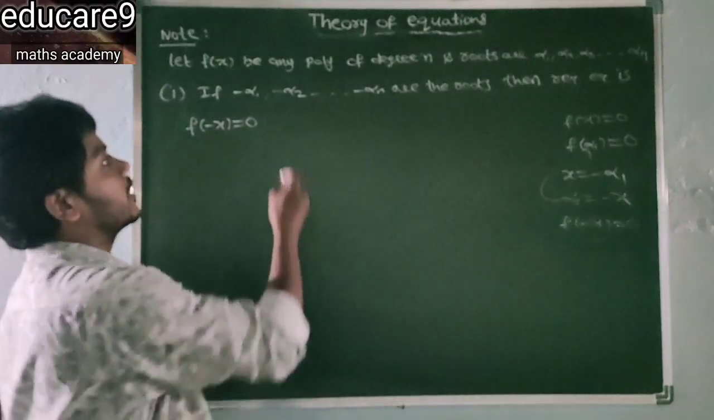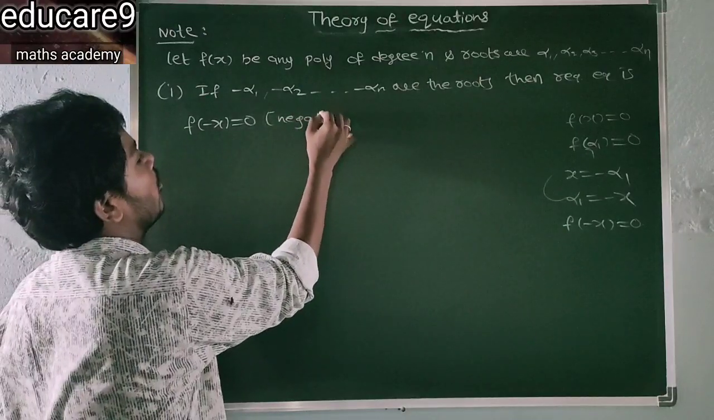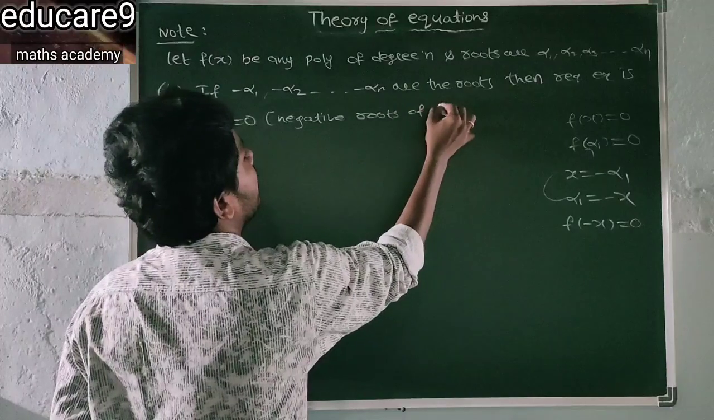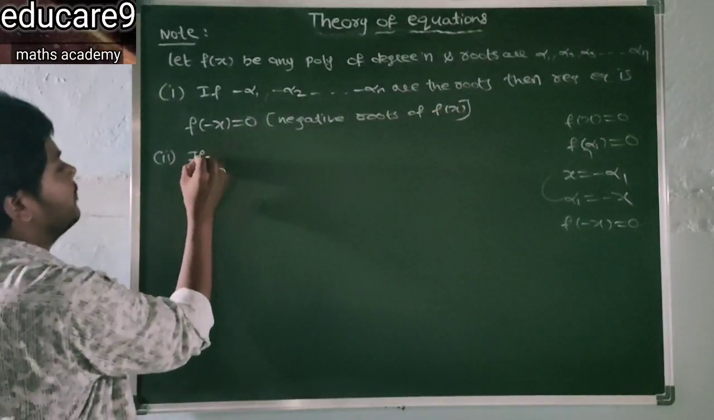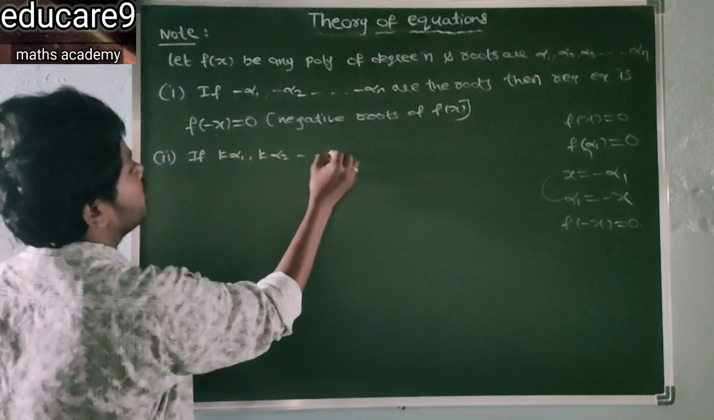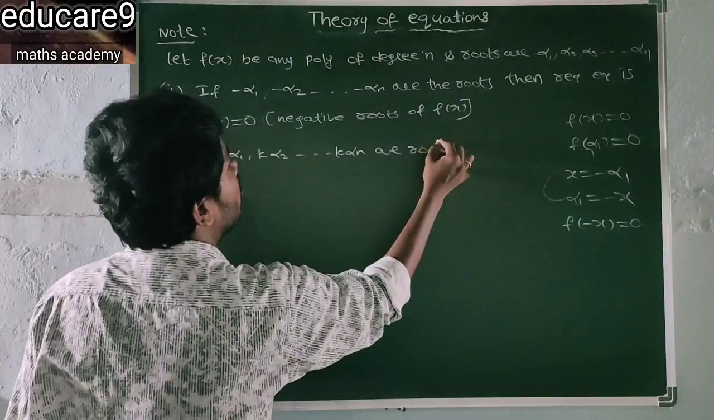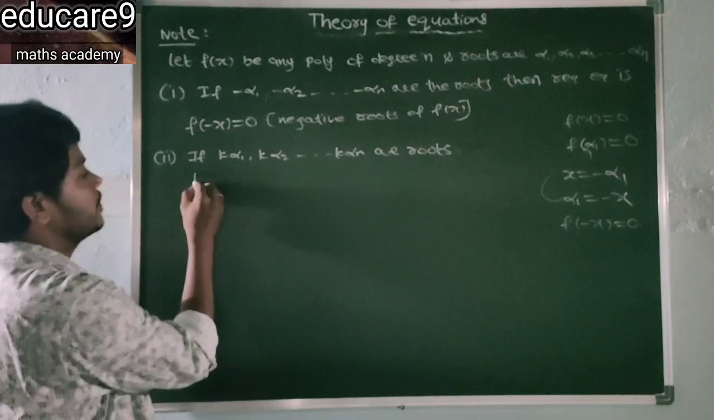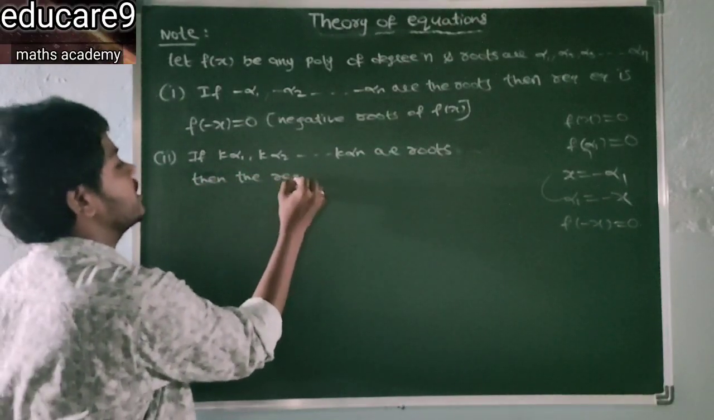So therefore these are negative roots of what? f(x). So if kα1, kα2, and so on kαn are roots, then the required equation is what?